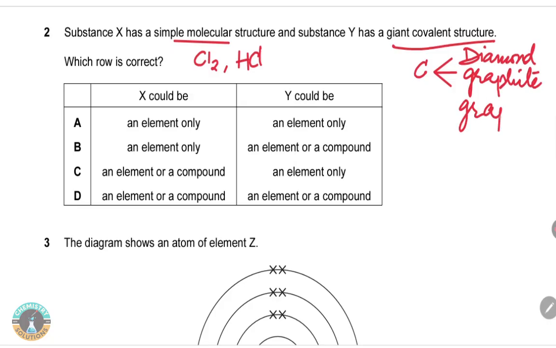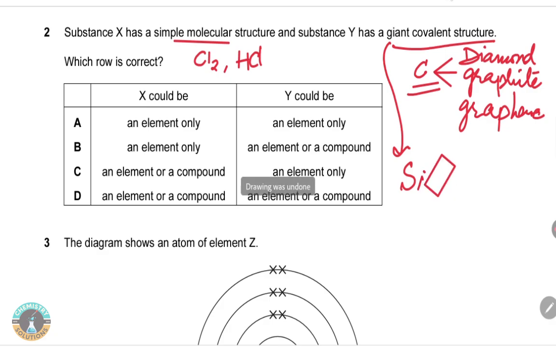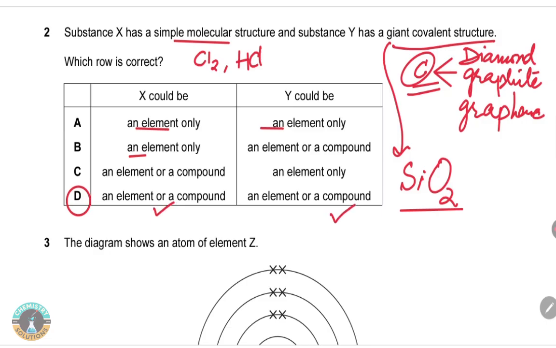In this case, only carbon is the element which is responsible for the giant covalent structure. But if we are moving towards another giant covalent structure, that is silica, this basically contains SiO2. So this one is a compound with a giant covalent structure. Now look at the options. X is a simple covalent molecule, can it be an element only? No, it can be a compound. So D is the correct option: X can be an element or a compound, or Y can be an element or a compound.